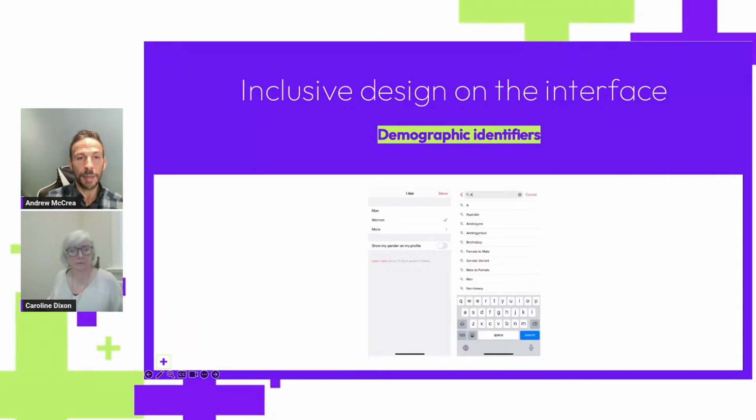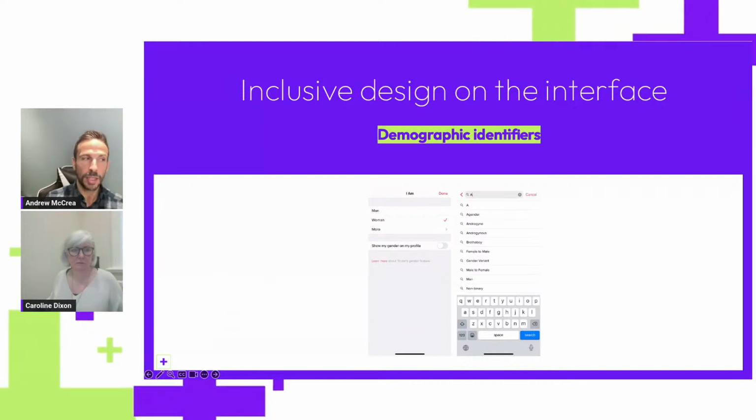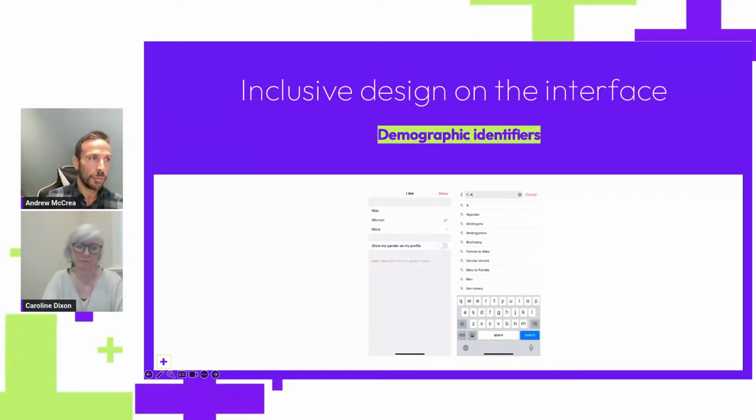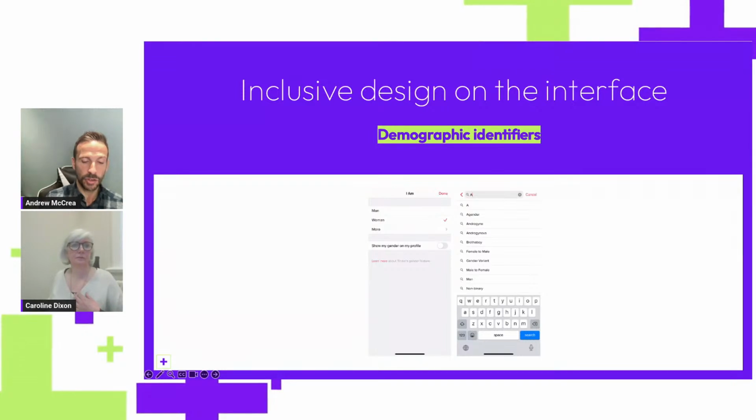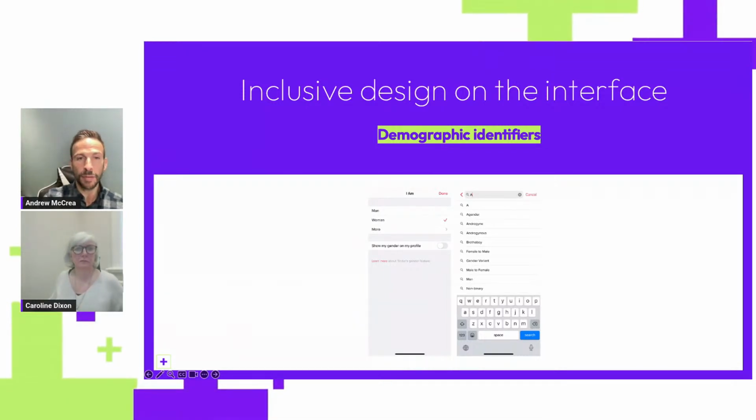Another thing is demographic identifier. So regardless of how you identify, I think it's important that the design needs to really catch up with people's diversity of identification. So you can see here that in this application, if you start to put in your demographic identifier and you start to type how you identify yourself, it gives you as many options as possible so that users don't feel excluded from how they might identify themselves.